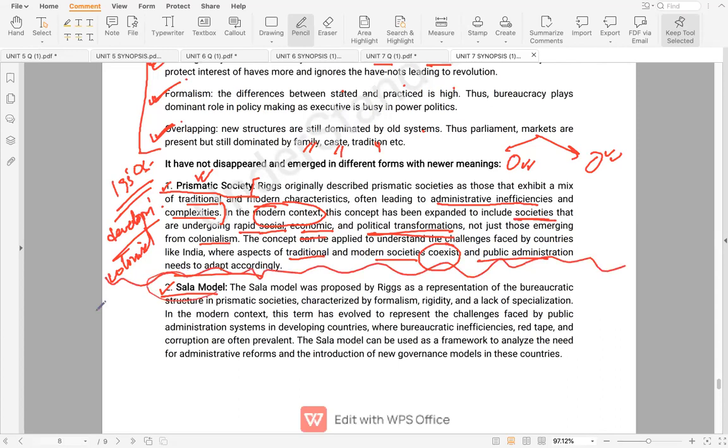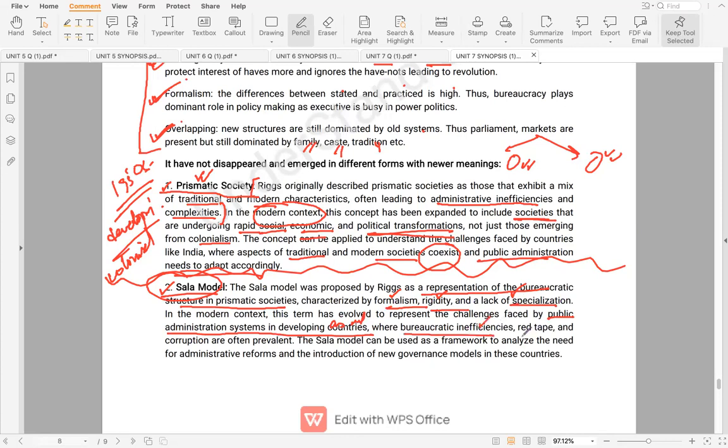Second, सला मॉडल, ये ब्यूरोक्रेसी की बात करता था। तो Sala model was proposed by Riggs as a representation of the bureaucratic structure in prismatic societies। इनके क्या क्या फीचर्स थे? फॉर्मलिज्म थी, रिजिडिटी थी, और लैक ऑफ स्पेशलाइजेशन थी। आज की डेट में क्या बोल सकते हो कि ये जो term है, it has evolved to represent the challenges faced by public administrative systems in developing countries as of today। जहाँ पे formalism, rigidity और lack of specialization के अलावा आज क्या क्या है?